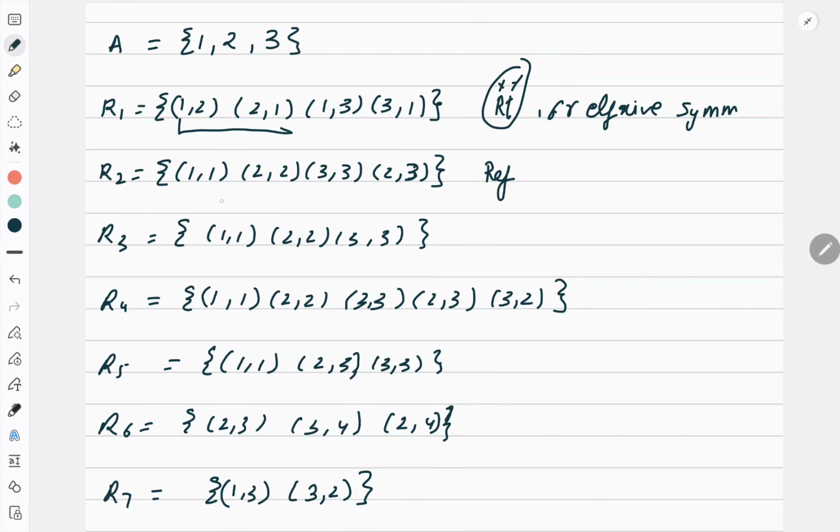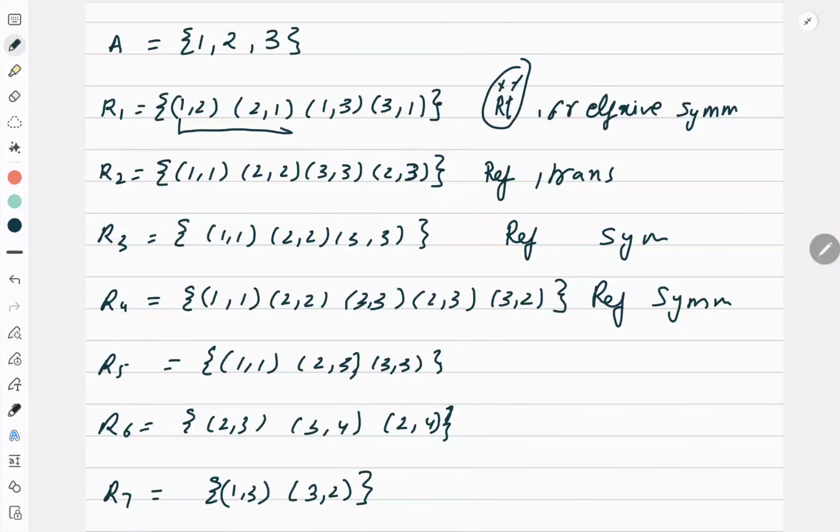Then let me check transitive. So for transitive, (1, 1) is there, and nothing else is starting from 1, so leave it. (2, 2) and (2, 3): so (2, 3) should be there, which is there. (3, 3): nothing else is starting with 3. So it is transitive also. Right. So it is transitive and reflexive, but it is not symmetric. Now, if you observe R3 and R4, both are reflexive and symmetric. Even R4 is reflexive also, it is symmetric also. So like this, you write down for all.